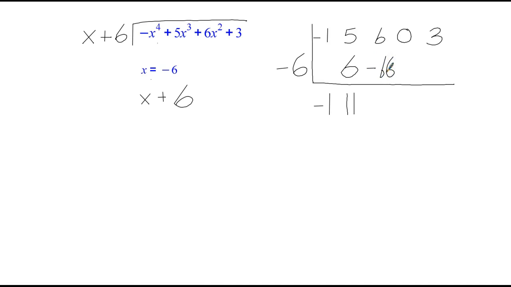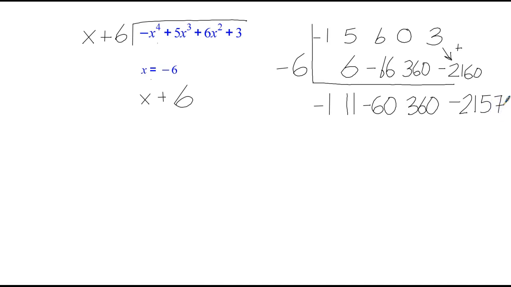I have to draw slowly apparently. So negative 66 plus 6 is going to give me a negative 60. Then negative 60 times negative 6 is going to give me 360. I add those together and I get a positive 360. Then 360 times negative 6 is, I believe, going to be negative 2,160. These two get added together now, and I get negative 2,157. So what do all these numbers mean?